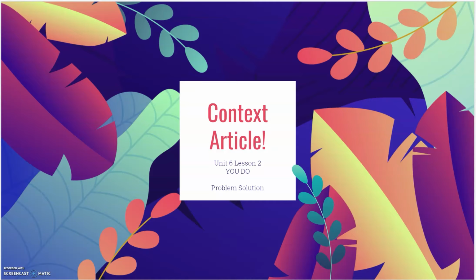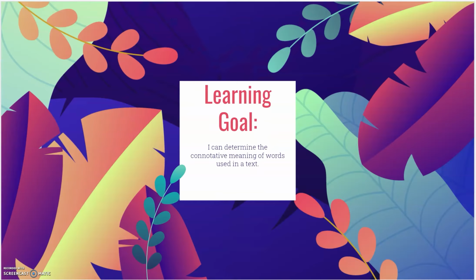This is Unit 6, Lesson 2, I Do. This is going to be about our context article, so we're going to get context about the current event of the hornet bees. In particular, we're going to talk a little bit about invasive species. Our learning goal, however, the skill we're trying to build, is going to be able to determine the connotative meaning of words used in a text.